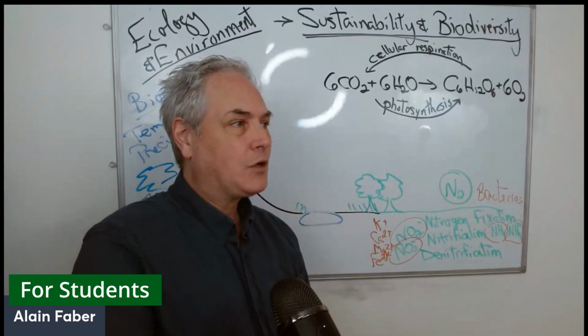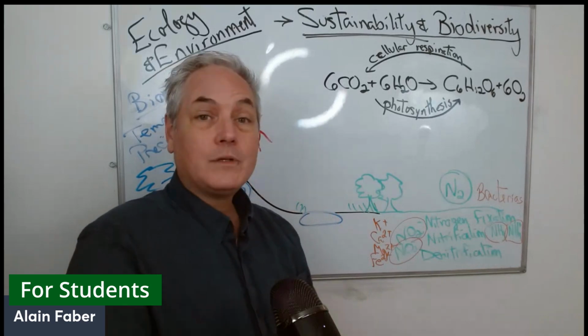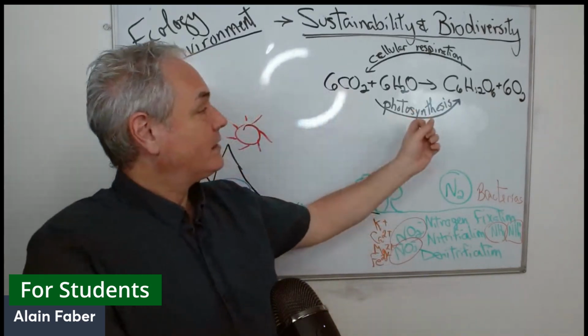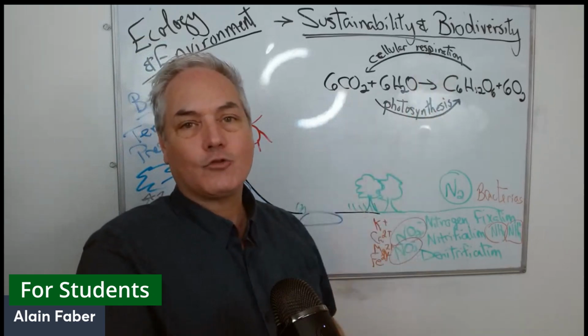The third cycle is what we call the carbon cycle. So the carbon cycle, at the basis, we can call photosynthesis and cellular respiration.